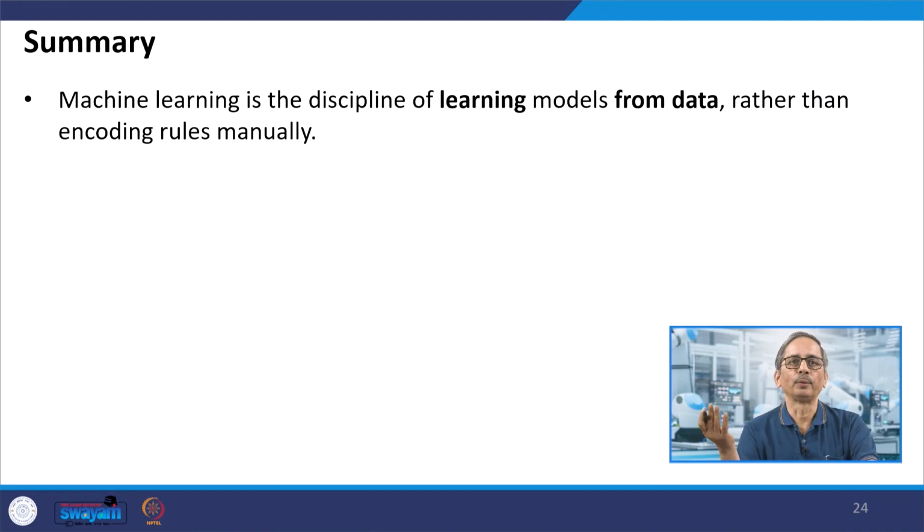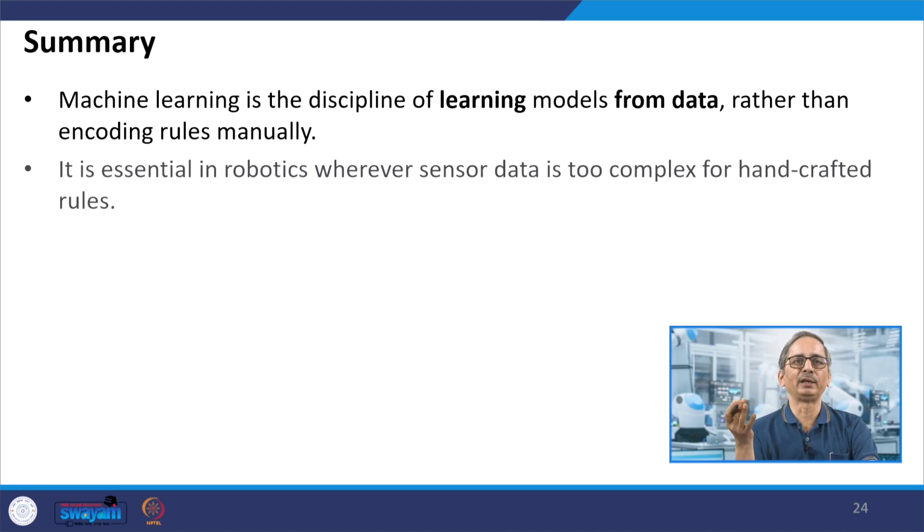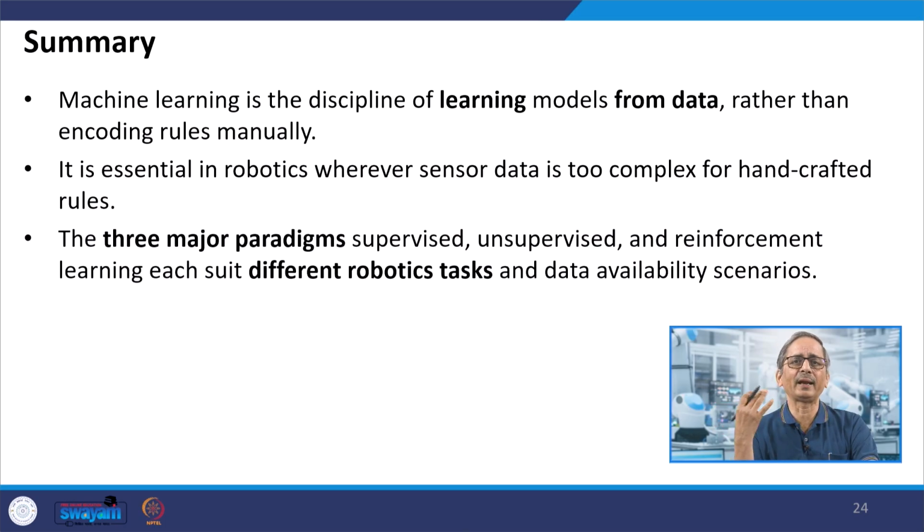To summarize, machine learning is the discipline of learning models from data, rather than doing manual encoding. It is essential in robotics because many more sensors are being used, and those sensors collect data, and for that sensor data it is very difficult to write the code. There are three major paradigms which we have seen: supervised, unsupervised and reinforcement. Today we have seen the supervised one.